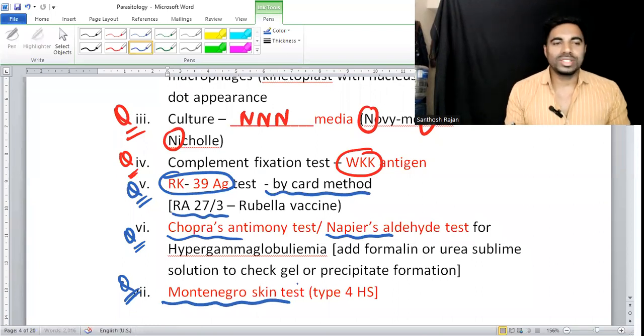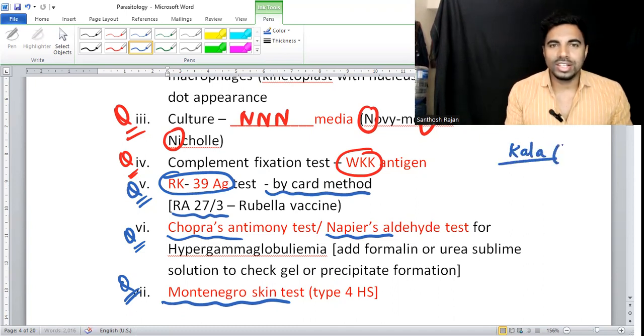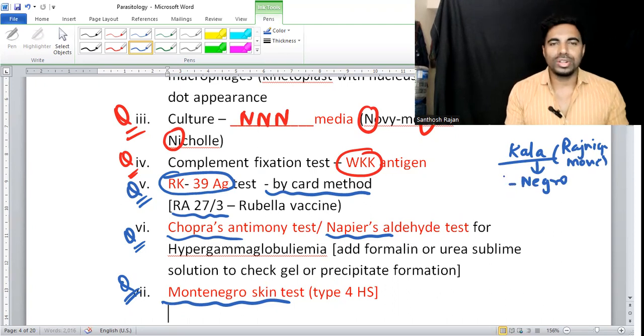Montenegro, you know, Negro is Kala. Otherwise, how to remember? Who all likes Kala? Kala is a movie, right? It's a Rajinikanth, our South Indian Rajinikanth's movie, if you remember. So, Kala, Negro, because Kala means black. So Negro, Montenegro. Montenegro already came. Montenegro, number one.